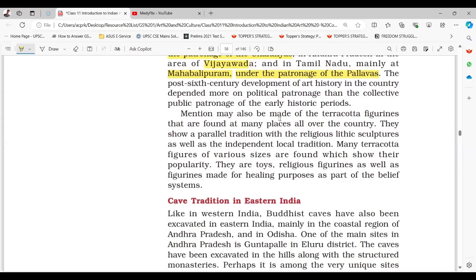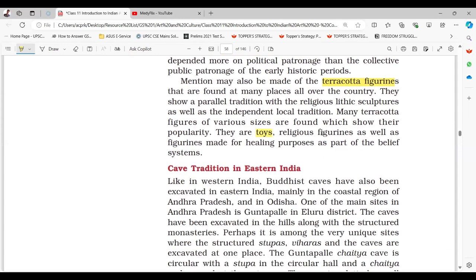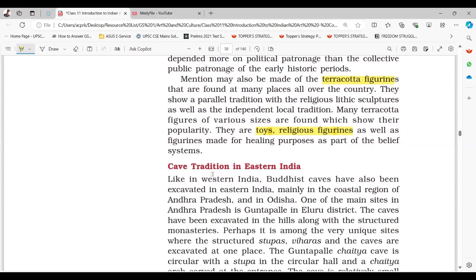Mention may also be made of the terracotta figurines that are found at many places all over the country. They show a parallel tradition with the religious lithic sculptures as well as the independent local tradition. Many terracotta figures of various sizes are found which show their popularity. They are toys, religious figurines, as well as figurines made for healing purposes as part of the belief systems.